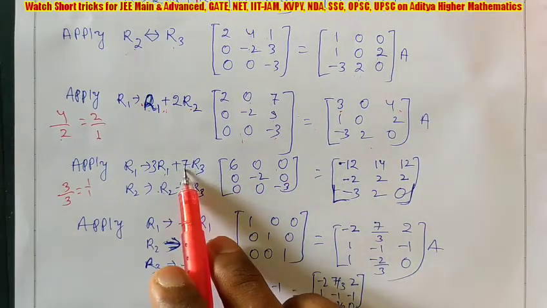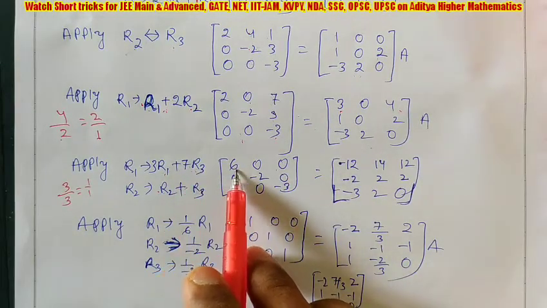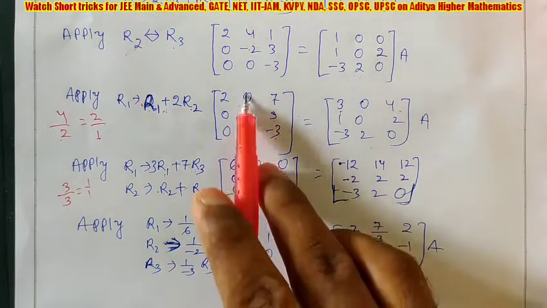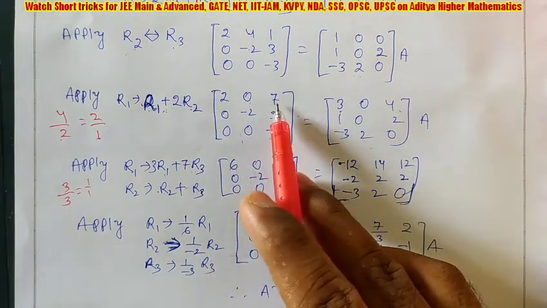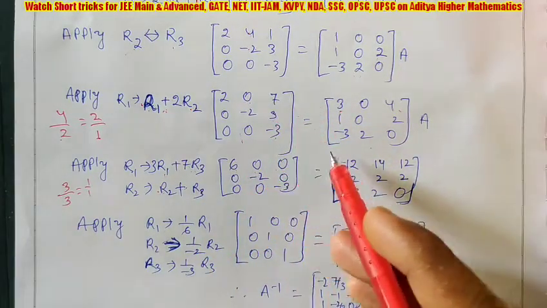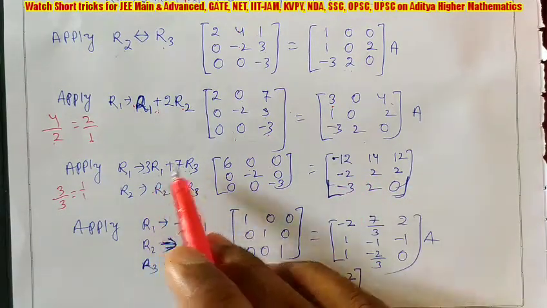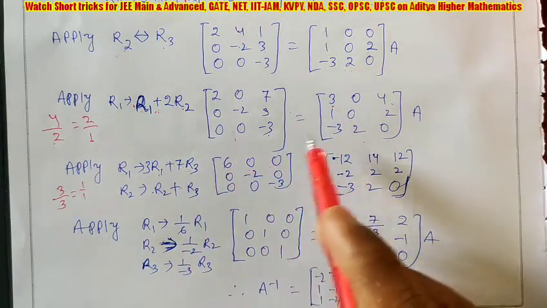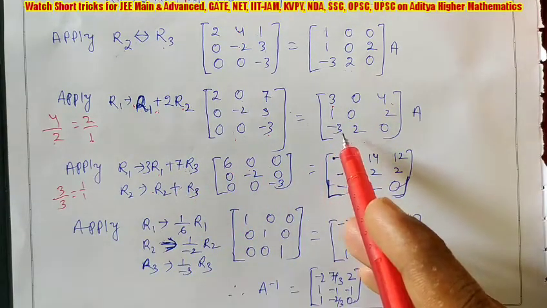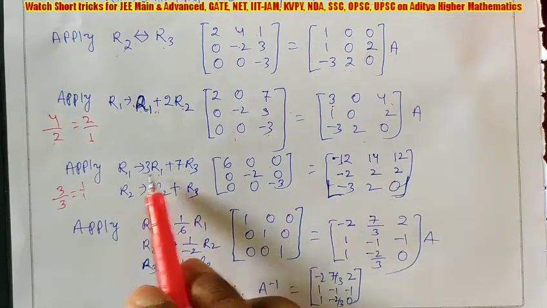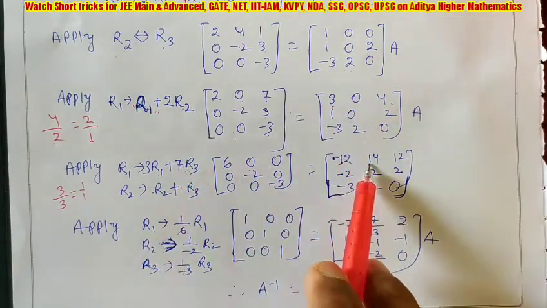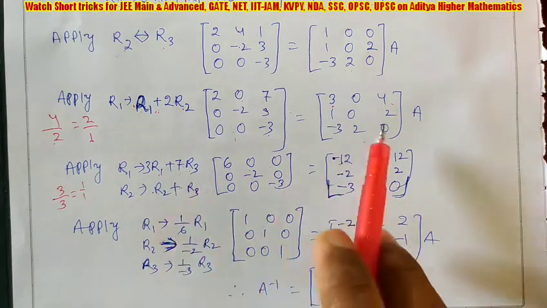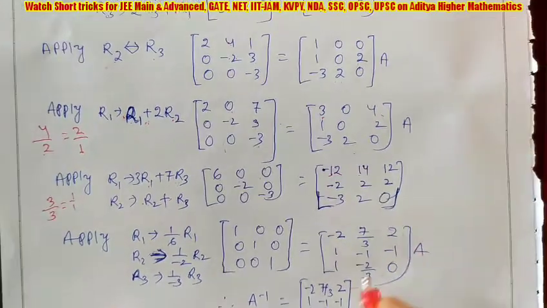So apply 3R1 plus 7R3, 3R1, 3 multiplied to 6. This is 0 both, so 0 only. 3 multiplied 7, 21, minus 21, 0. And here it is 3 multiplied 3, 9. Yes, minus 7 minus 3 multiply is minus 21, minus 12. Then 3, 0, 0, 7 to 14. 3, 0 multiply 12, 0, so 12. Here write A.